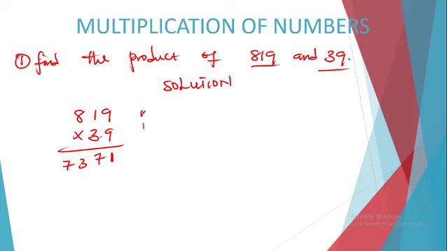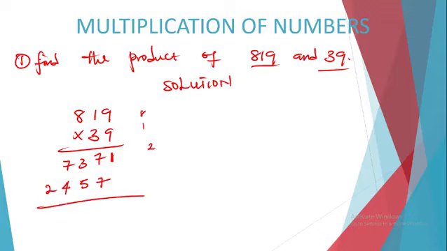3 times 9 will give us 27. Is that correct? Yeah, you write 7 and carry 2. Then 3 times 1 will give us 3 plus 2 here. We have 5. Then 3 times 8 will give us 24. So you have 4 and then you have 2.